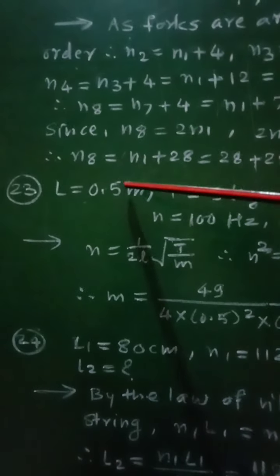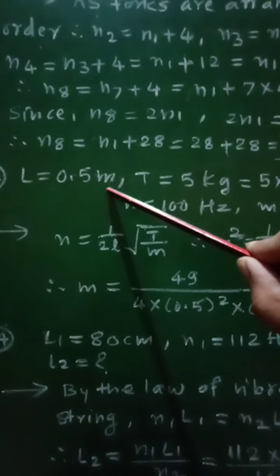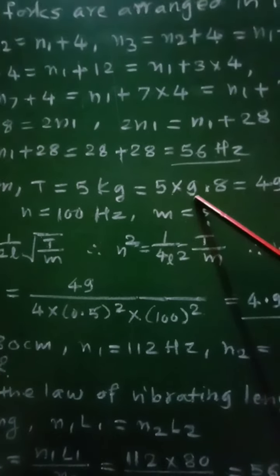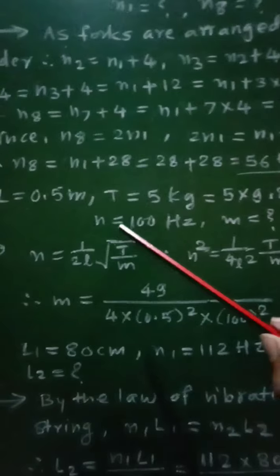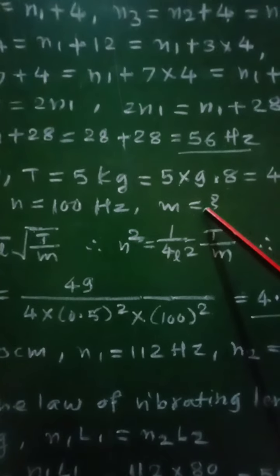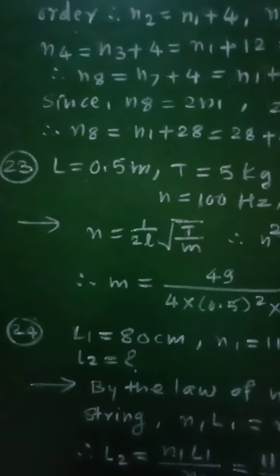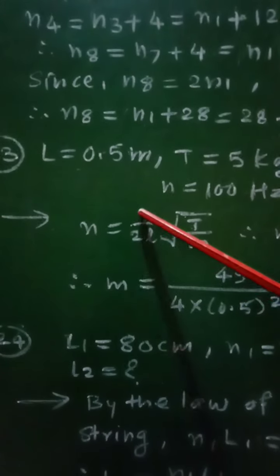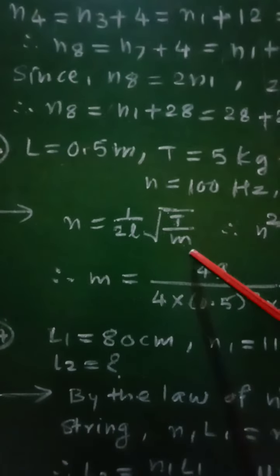And therefore, for this 23rd numerical, given data is L is equal to 0.5 meter, tension T is equal to 5 kilogram, that will be equal to 5 into 9.8, that is equal to 49 Newton. Then frequency N is given 100 Hertz, and we have to find out M, that is linear density of the string or its mass per unit length. Again, we have the formula for fundamental frequency of vibrating string, that is N is equal to 1 upon 2L square root of T by M.